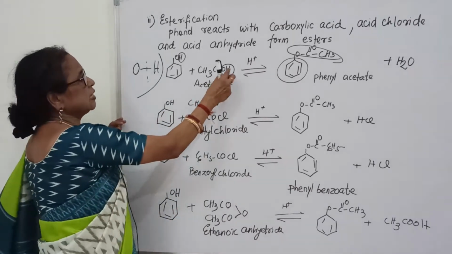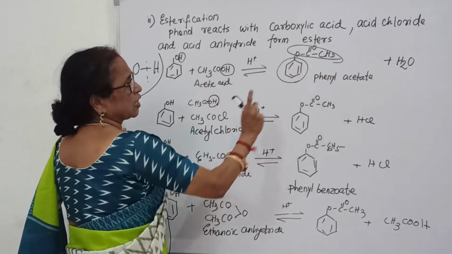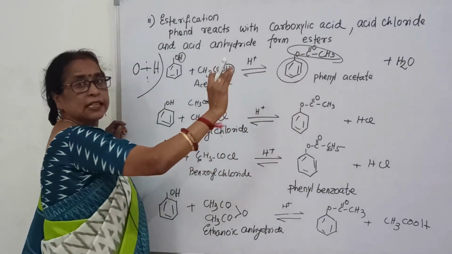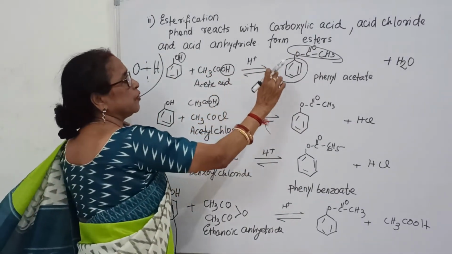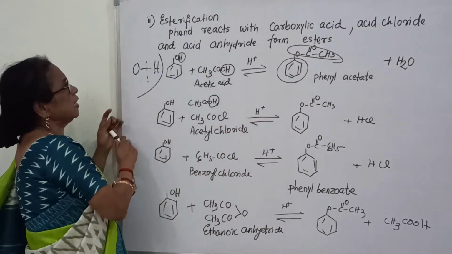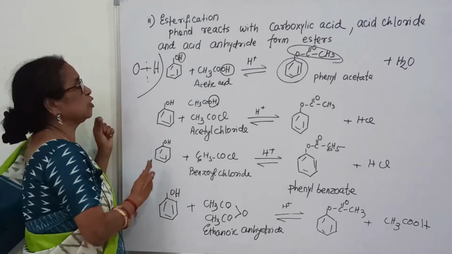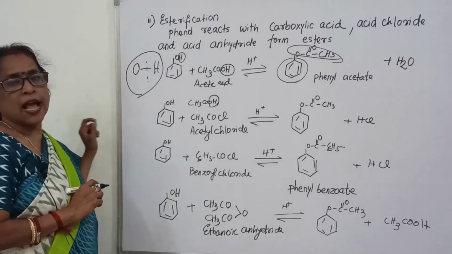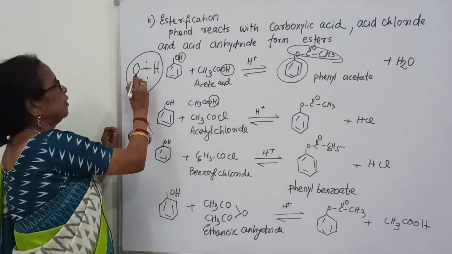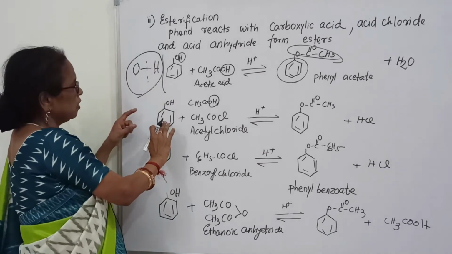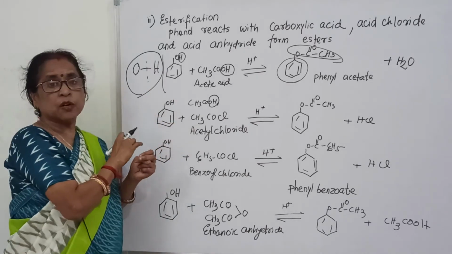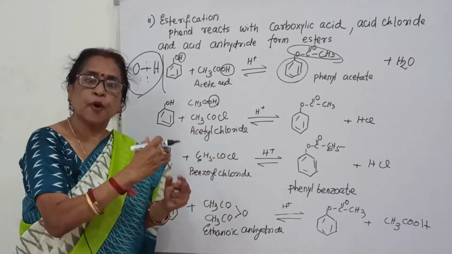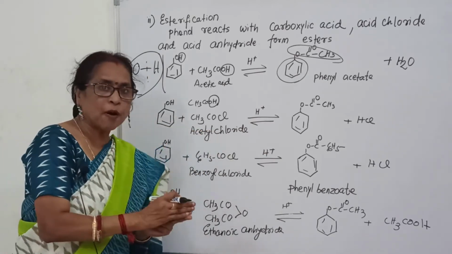Now see, this OH and H give water as a byproduct, and this part, OCOCH3, is called acetate, so it is known as phenyl acetate. So here this is all esterification, and the reaction is due only to the OH bond, the cleavage between O and H. Now if you see acetyl chloride, what is meant by acetyl chloride? Acetyl chloride comes from acetic acid. What is the formula of acetic acid?